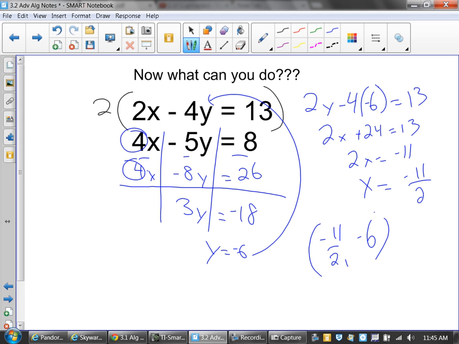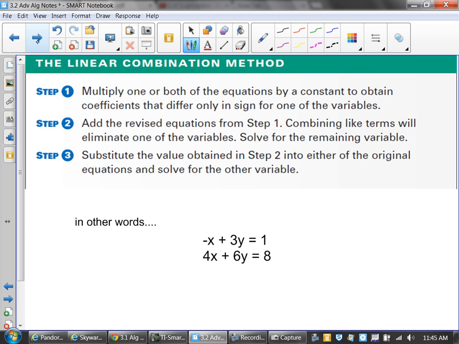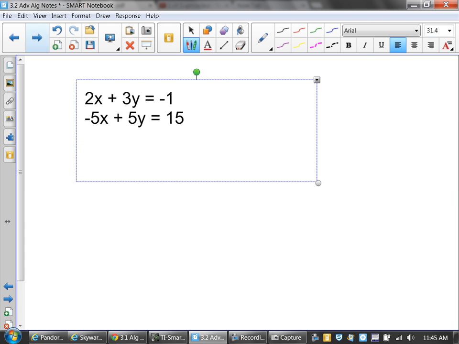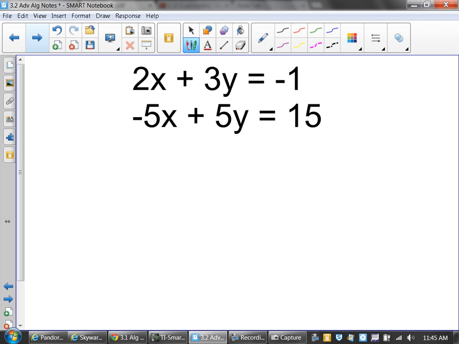Let's look at another one. I have 2x plus 3y is negative 1. Then I got negative 5x plus 5y is 15. I'm going to do some sort of linear combination to get rid of them.